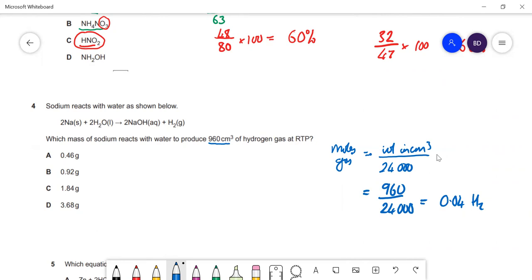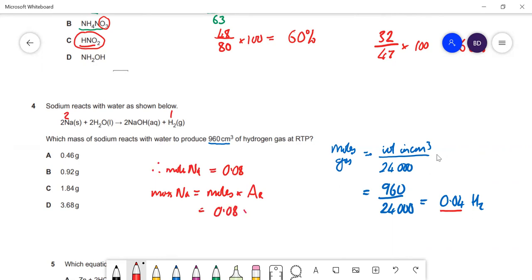Now we need to look at the equation. We can see here that 2 moles of sodium give 1 mole of hydrogen. So our moles of sodium has got to be 2 times that, which is 0.08. And the mass of sodium is moles times the atomic mass of sodium. The atomic mass of sodium is 23, so that gives us 1.84 grams. So the answer is C.